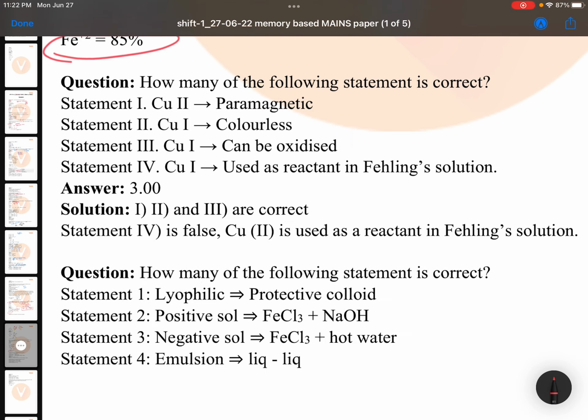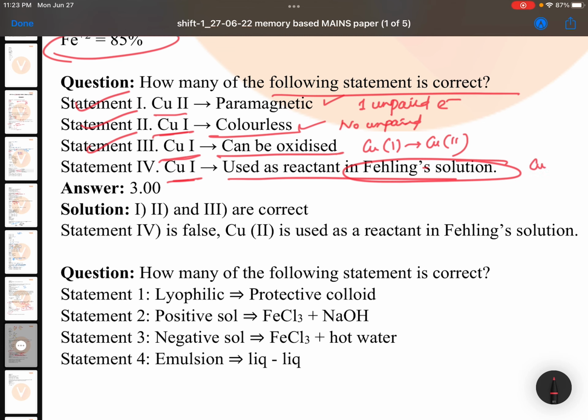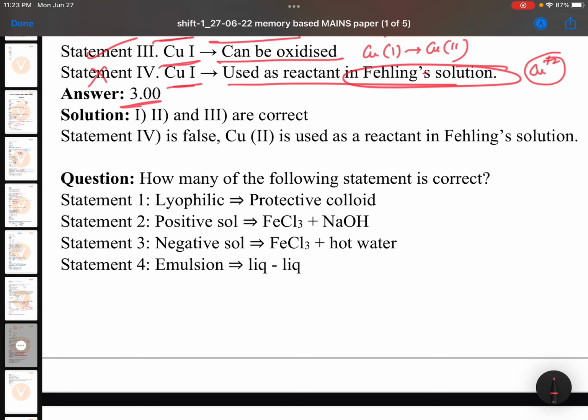You can check. How many of the following statements are correct? Cu2 paramagnetic, correct, because of one unpaired electron. Cu1 colorless, right, because of no unpaired electrons. Copper 1 can be oxidized. Yes, it can be; copper 1 to copper 2 is possible. So statement 1 correct, 2 correct, 3 correct. CuI is used in Fehling's solution. In Fehling's solution, we use copper plus 2. So this is a wrong statement. So 3 statements are correct.